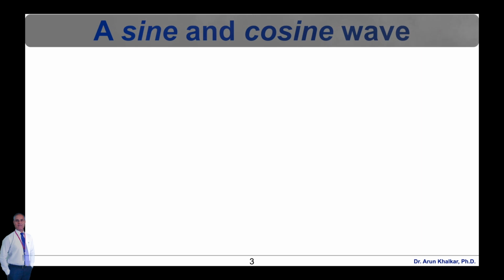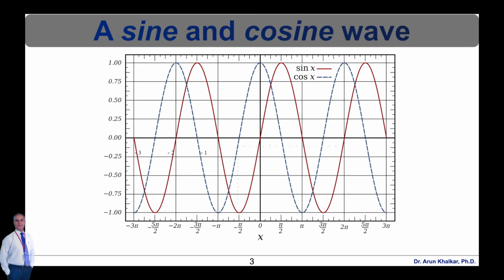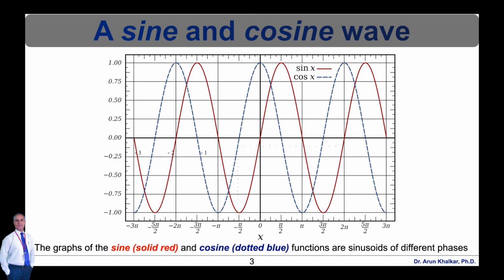Let's have a look at the sine and cosine wave. I have already discussed sine waves in my previous lecture video. A sine wave or sinusoid is a mathematical curve that describes a smooth periodic oscillation. A sine wave is a continuous wave. It is named after the function sine, of which it is the graph. As shown in this graph, the sine, solid red, and the cosine, dotted blue, functions are sinusoids of different phases.